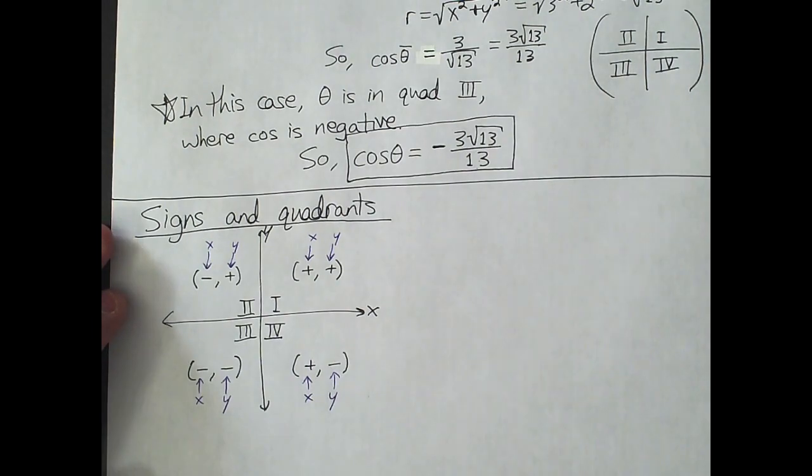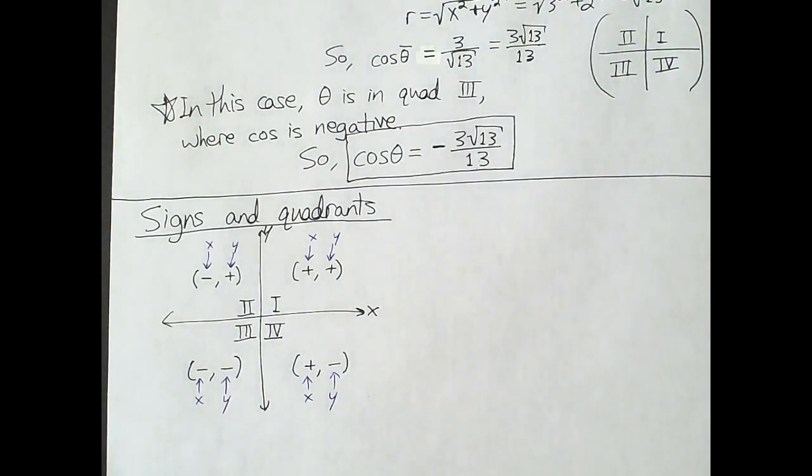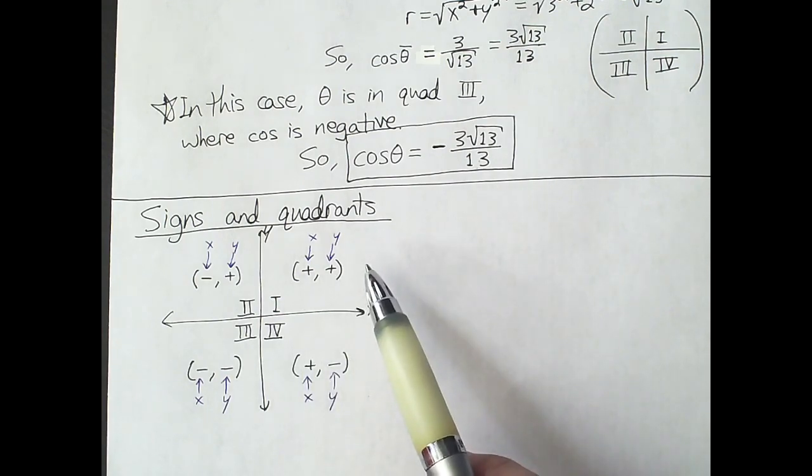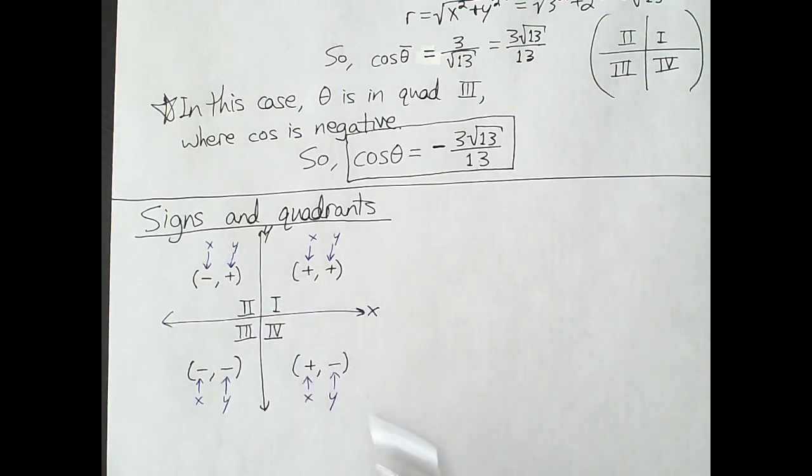This is not like a graph, this is not like a diagram that you need to memorize. This is something that you need to understand, right? You need to understand how the x-axis and y-axis give you positive or negative values depending on which quadrant you're in.